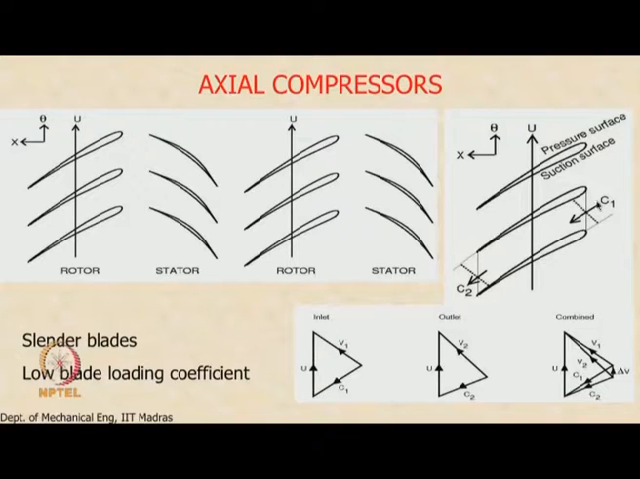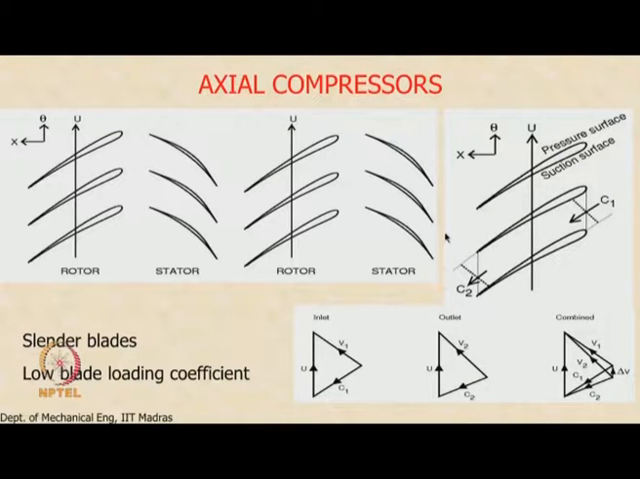And we also saw that under design conditions, the relative velocity vector is tangential to the surface of the blade. So, the flow enters tangentially to the surface of the blade and also departs tangentially at exit under design operating condition.